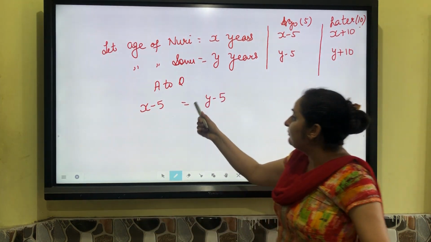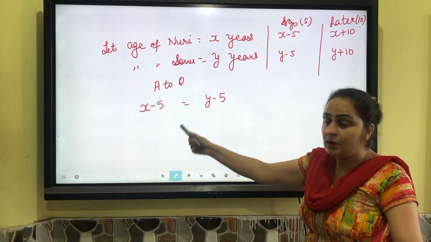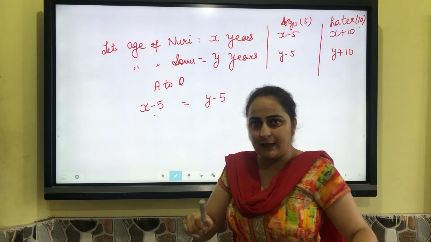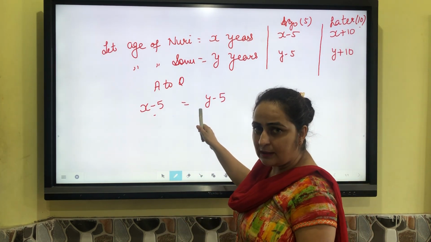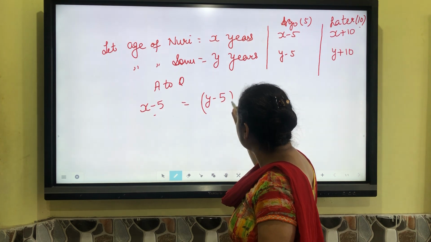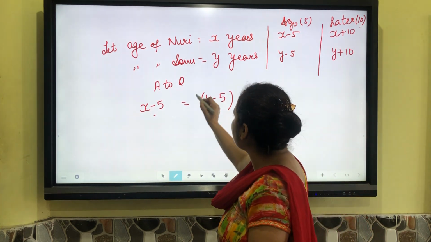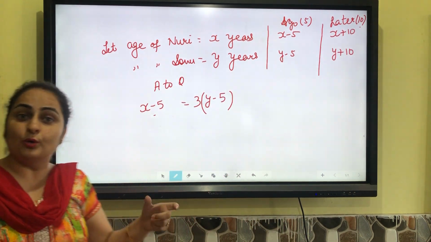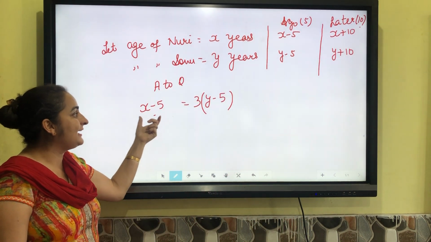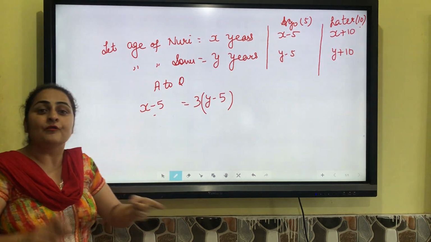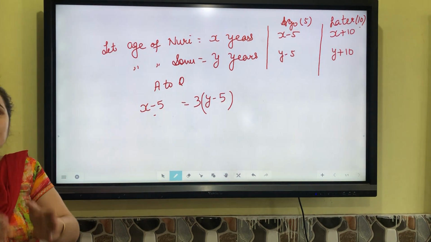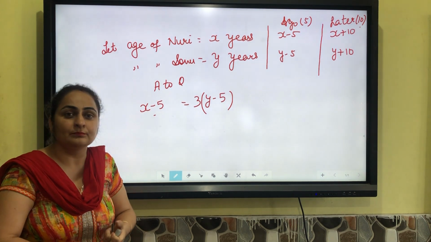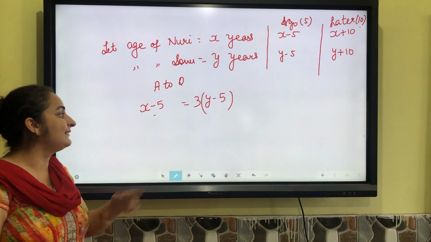But here I am using the sign of equal to. So we have to make both sides equal. Which one is smaller here? Sonu is smaller. Then we will multiply the smaller number by the times as given in the question. Noori is elder as compared to Sonu, so we have to multiply on the side of Sonu. If you multiply with Noori, then Noori becomes many more years elder than Sonu.